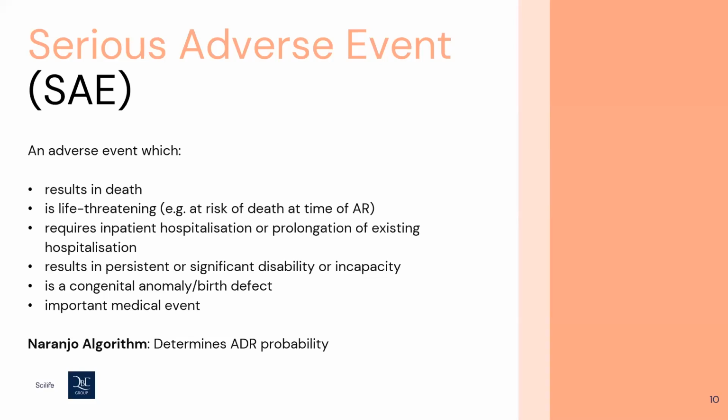The Naranjo algorithm or Naranjo scale is a questionnaire which is used to determine whether the likelihood of an adverse drug reaction is due to the drug rather than the result of other factors. A series of questions are asked and each answer is ranked by different point values.